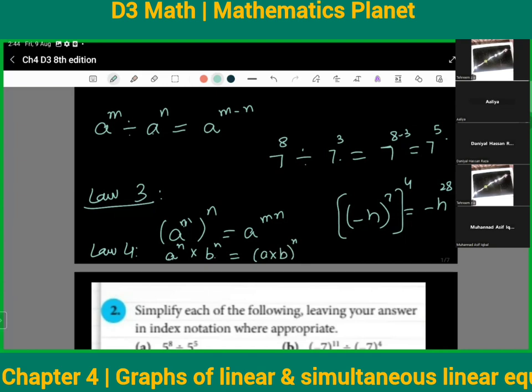For example, if I have different bases, 2 to the power 4 multiplied by 7 to the power 4, different bases but same index. So if the index is the same, you can first multiply the bases and then take the index. 14 to the power 4. Clear? Yes.